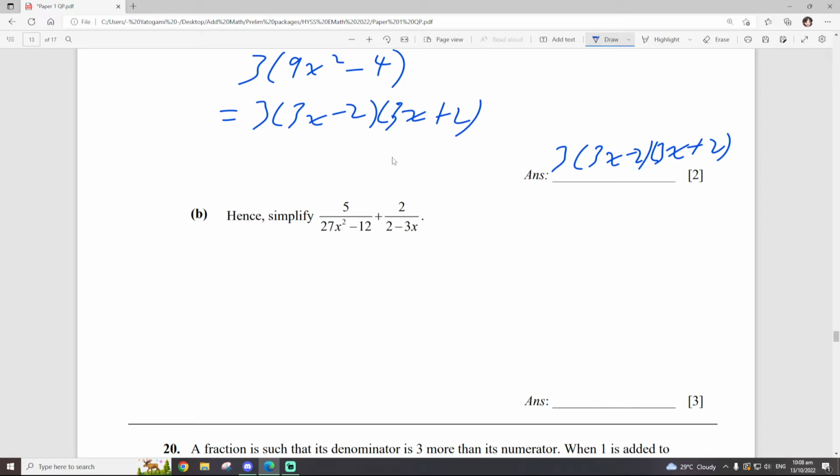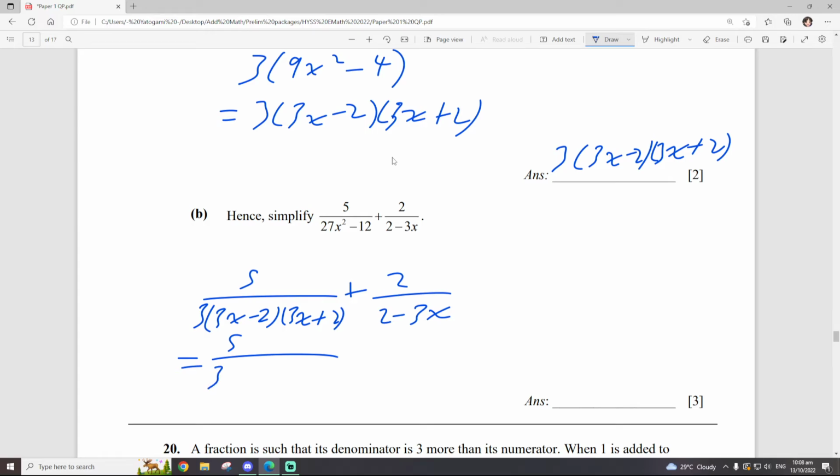So let's see what this is. We get 5 over (3x minus 2)(3x plus 2), plus 2 over 2 minus 3x. I shall write this as 5 over (3x minus 2)(3x plus 2), and we'll make a common denominator. So 2 minus 3x, I want 3x minus 2, so I'll make a minus here. I'll multiply by 3, and I'll multiply by 3x plus 2. So I'll get 6(3x plus 2) divided by (3x minus 2)(3x plus 2).